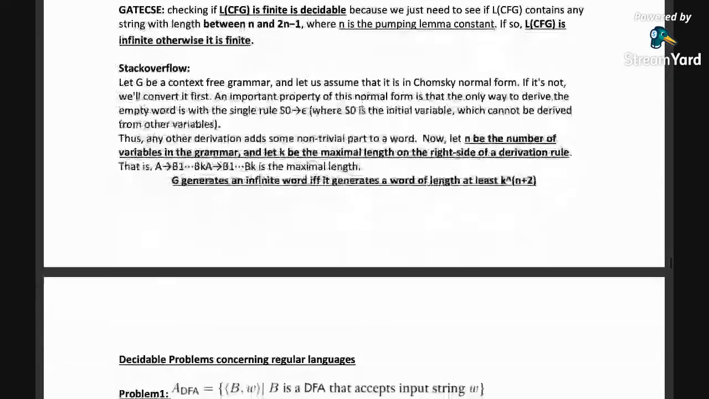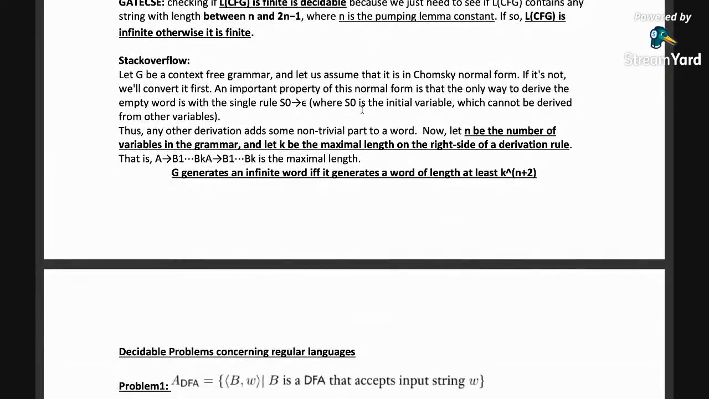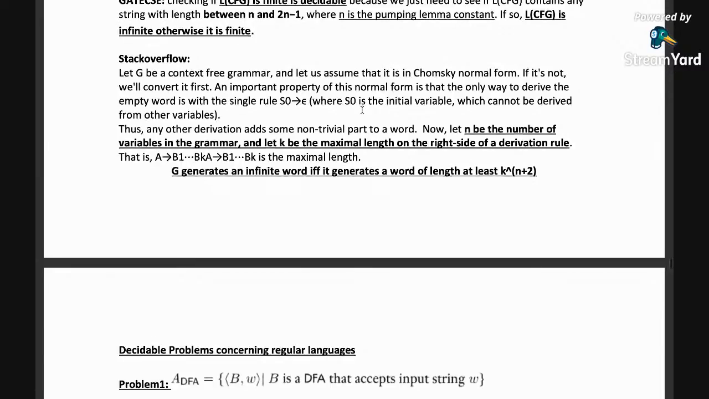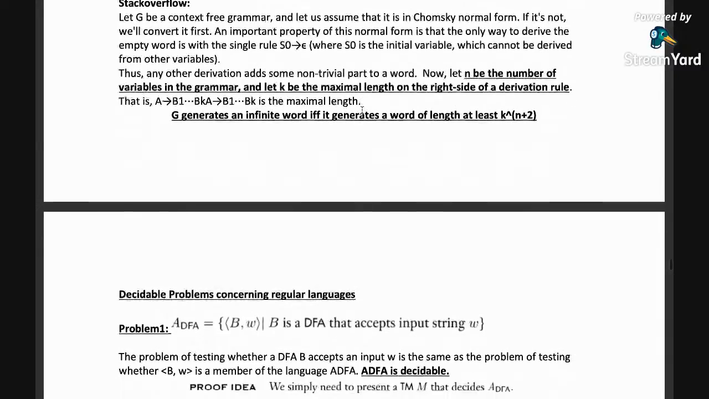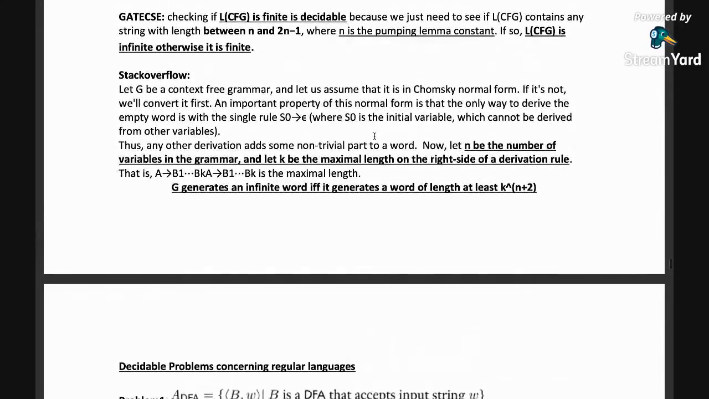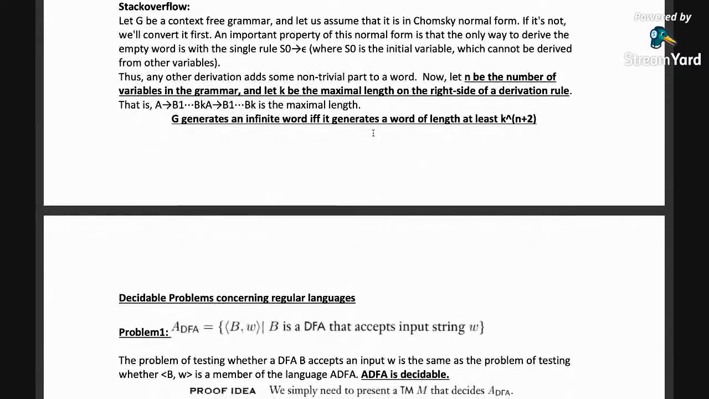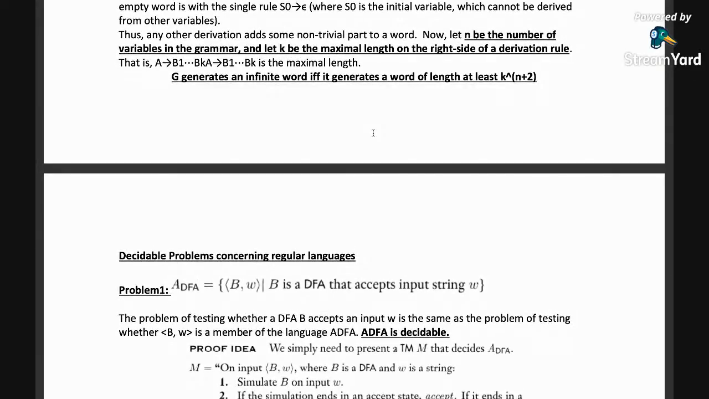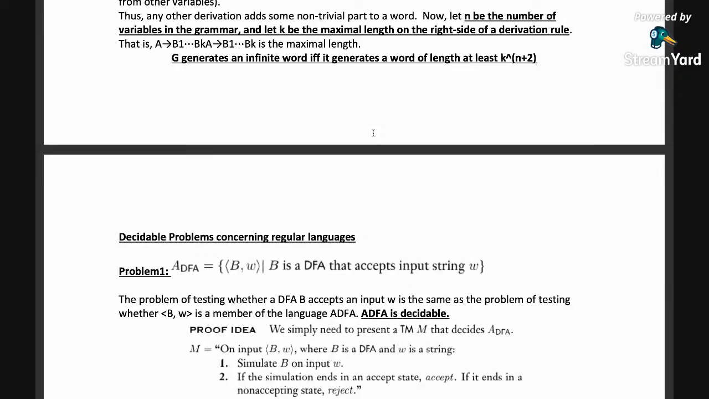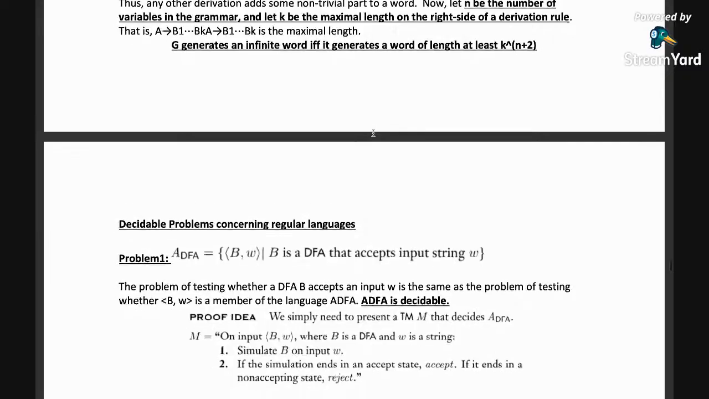Decidable. Stack Overflow: let G be a context-free grammar and let us assume that it is in Chomsky normal form. If it's not, we'll convert it first. An important property of this normal form is that the only way to derive the empty word is with the single rule S0 goes to epsilon, where S0 is the initial symbol. Thus any derivation adds some non-trivial part. Now let n be the number of variables in the grammar and let k be the maximal length. G generates an infinite language if it generates a word of length at least k to the power n plus 2.